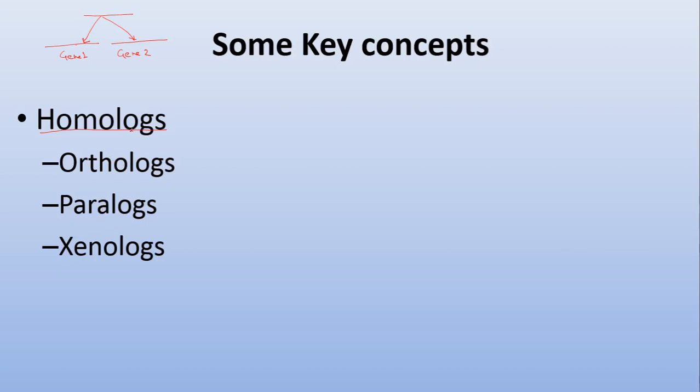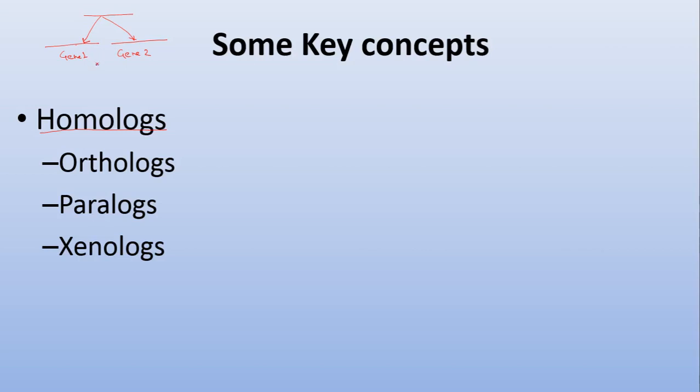Okay, homology has a specific definition. If two genes or proteins are derived from a common ancestor, then we say that these two genes or proteins are homologous to each other. If they do not share common ancestry, if they are not derived from a common ancestor, you cannot call such two or multiple genes homologs of each other.